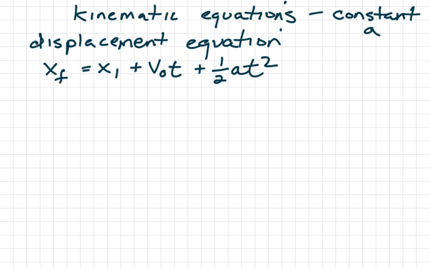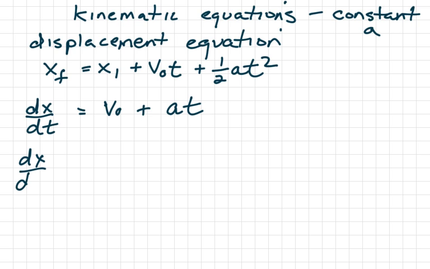So now if we take the derivative of that, we get dx/dt. And if we're taking the derivative with respect to t, the x initial term will be a constant, so that's 0. So that's going to be equal to v naught plus at. And this is our velocity equation. So dx/dt equals v, and that's going to equal v naught plus at. This is our velocity equation.